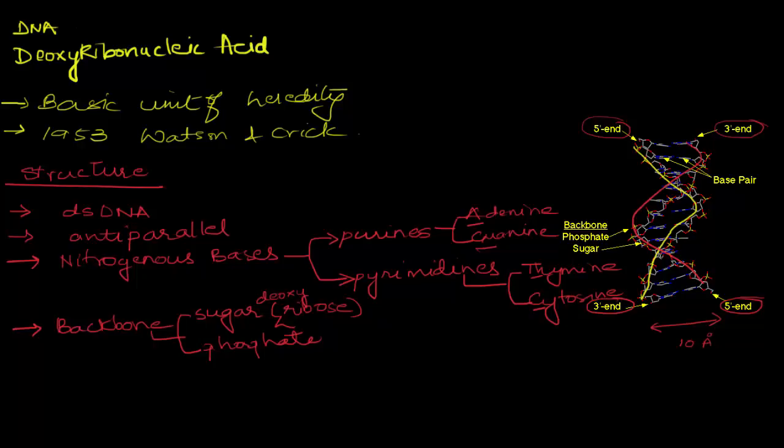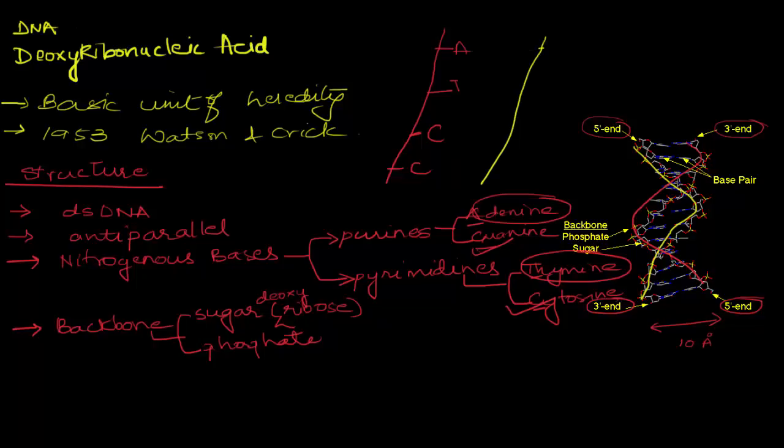One quick thing which I forgot to mention is the complementarity. Adenine is complementary to thymine and guanine is complementary to cytosine, which means that if this is one strand of the DNA and I have A, T, C and C, then on the complementary strand we will have the complementary nitrogenous bases, where A would be complementary to T, T would be complementary to A, C would be complementary to G, and C again would be complementary to G.